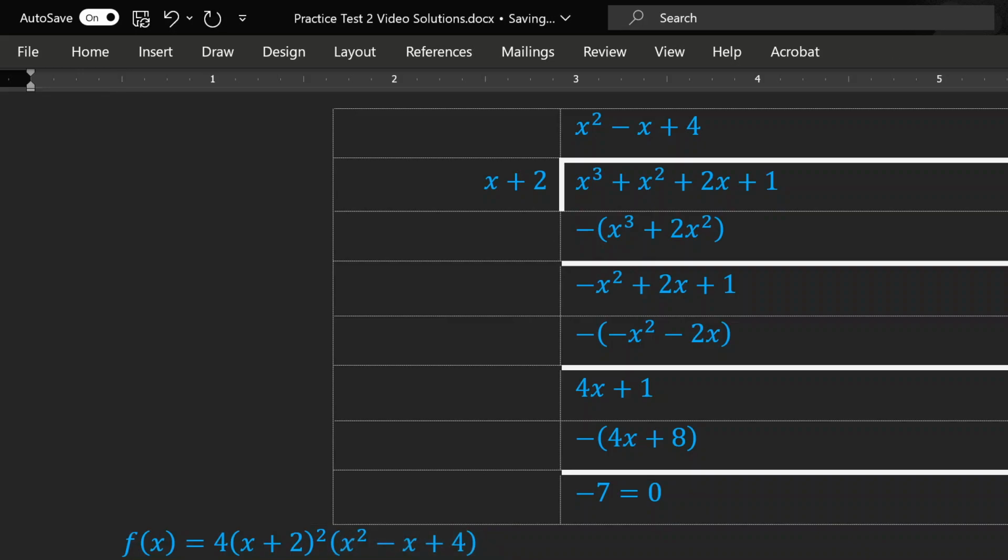Why does this tab over too much? So the final answer here is this form right here. Okay, and now Microsoft is just messing with me.